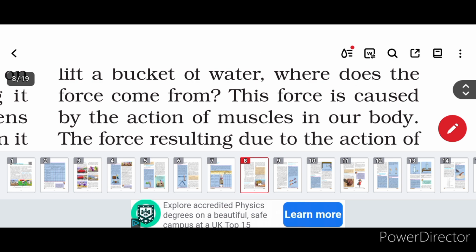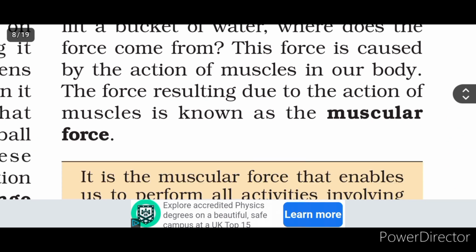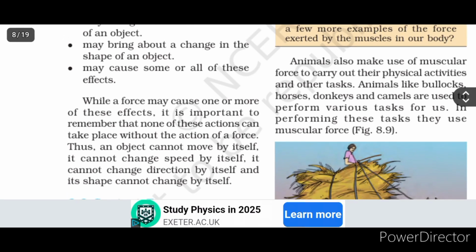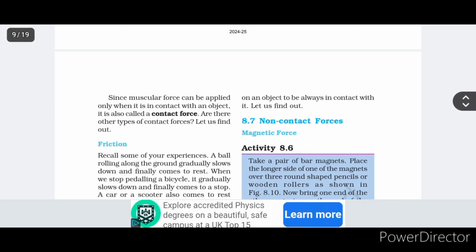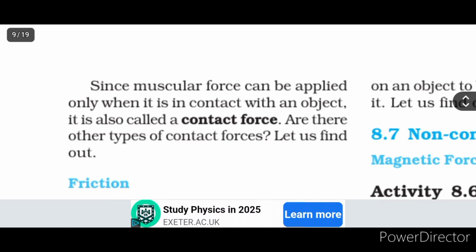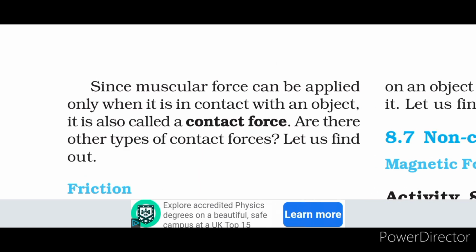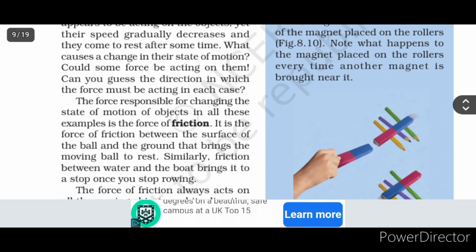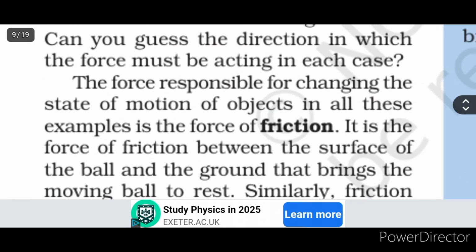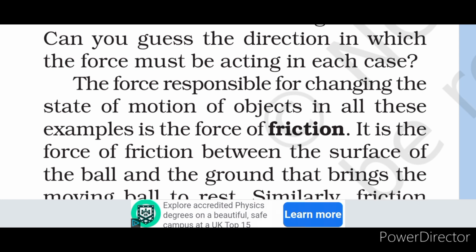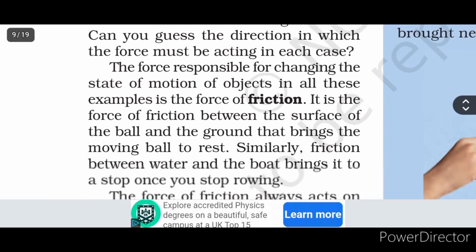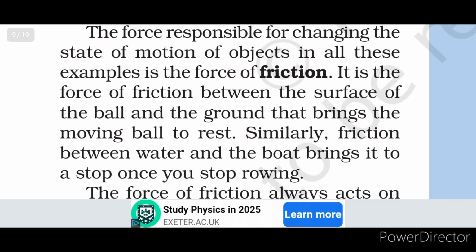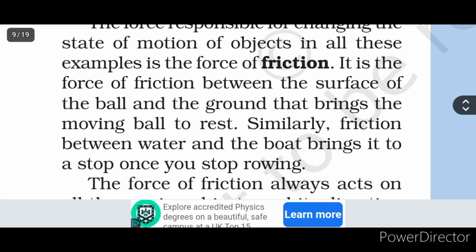The force resulting due to the action of muscles is known as the muscular force. Muscular force can be applied only when it is in contact with an object. It is also called a contact force. The force responsible for changing the state of motion of objects in all these examples is the force of friction. It is the force of friction between the surface of the ball and the ground that brings the moving ball to rest.